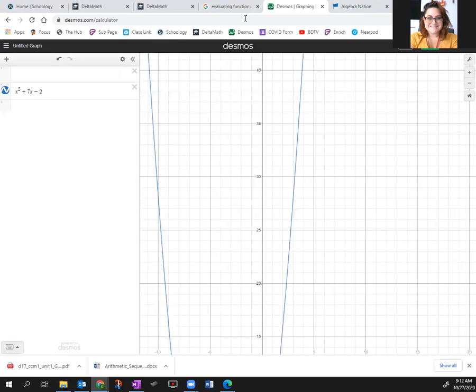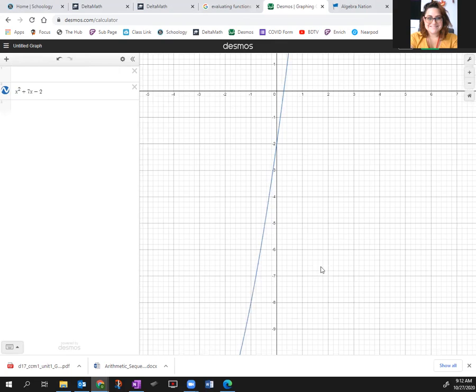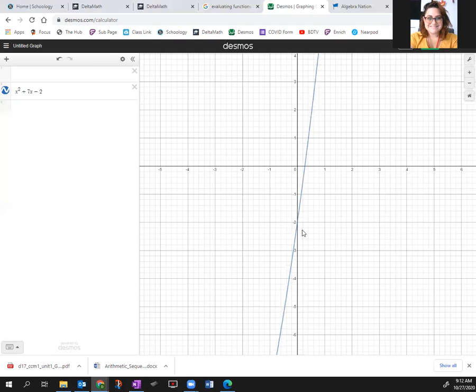I can do the same thing. Let's pick a smaller number this time. Let's go with f at 0. So I want to go to where x equals 0. I look up and down. In this case, I look down to y equals -2. So our ordered pair would be 0, -2.